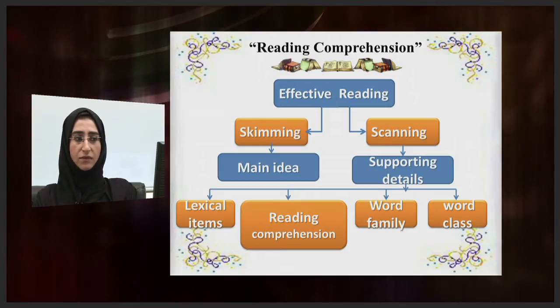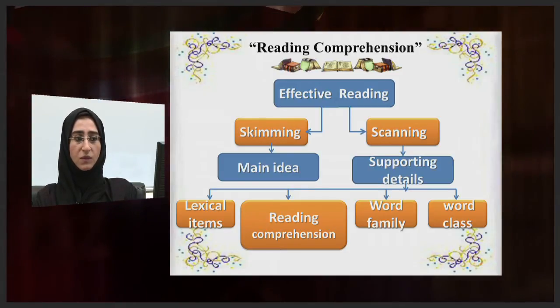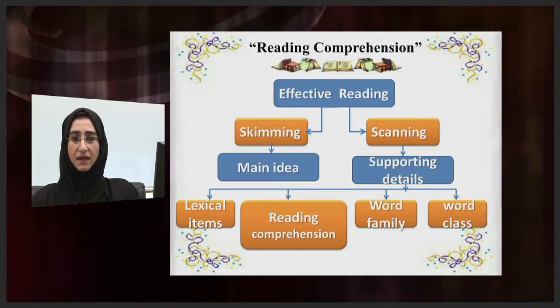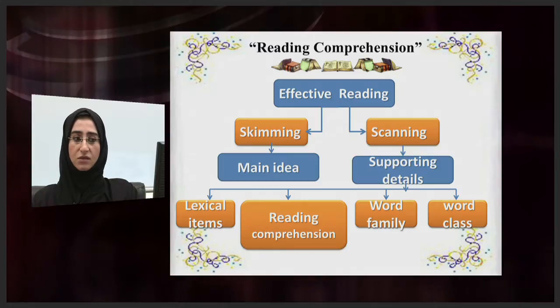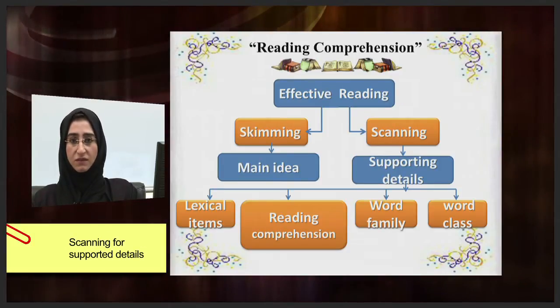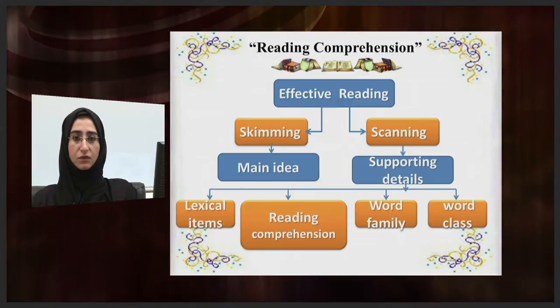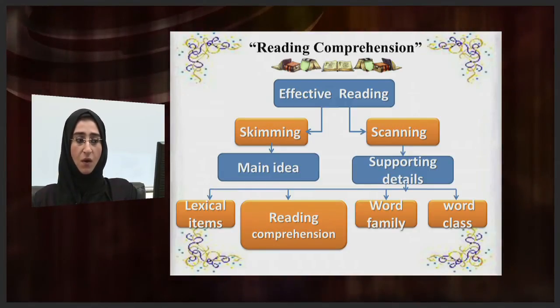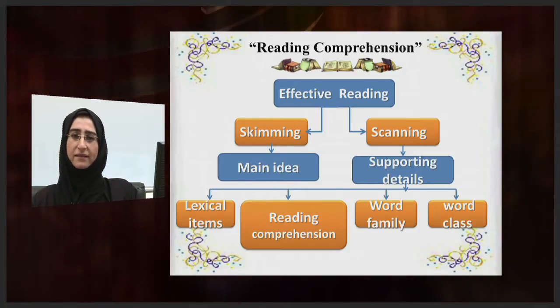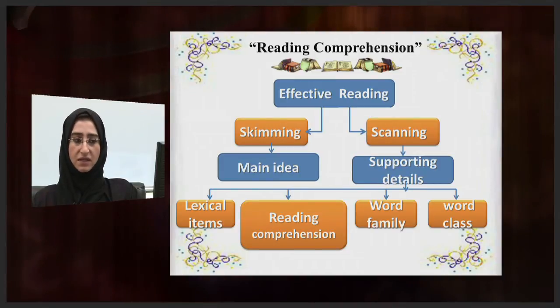Last time we talked about effective reading. We said that we need to first skim and then scan. When I say skimming, I mean that I need to have the main idea or the general idea of the reading text. Then we have the scanning. We go through the text to find supporting details, specific details about the reading text. These specific details can be about the new vocabs or lexical items, also reading comprehension or RC questions. That means questions that are related to the reading text.